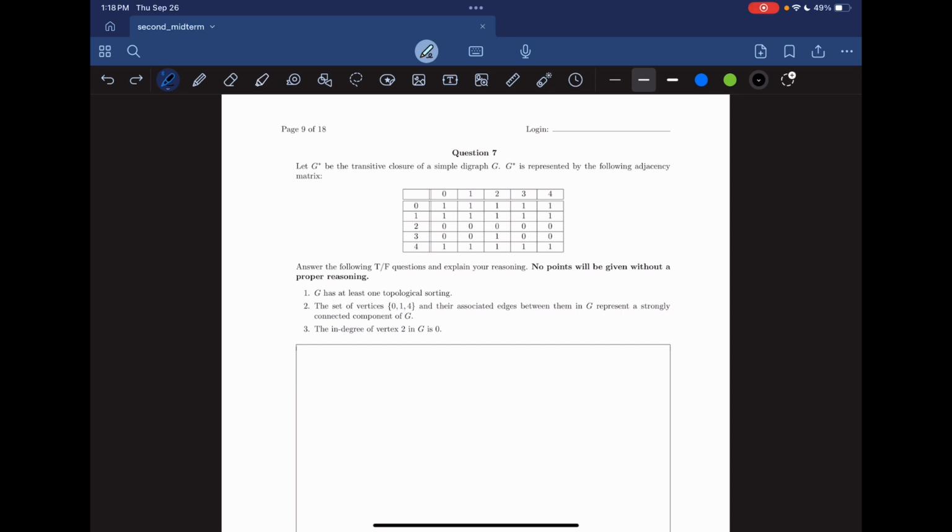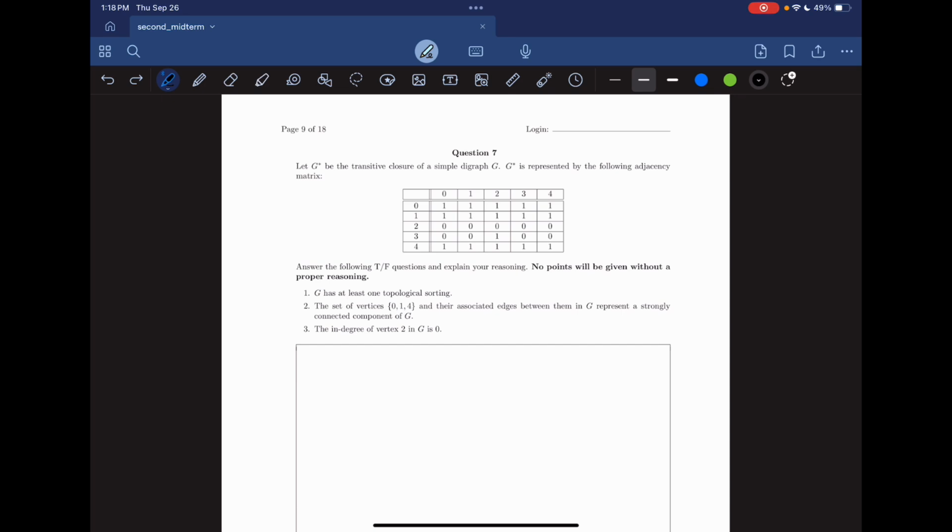The first time that I looked through this question and I created the answers for Boiler exams, I didn't read that first sentence at all. In my head, I was thinking G is represented by the following adjacency matrix. And so I didn't even take into account the transitive closure idea. And so you need to take into account the fact that it says that G star is a transitive closure of a simple digraph G, because that changes the entire problem.